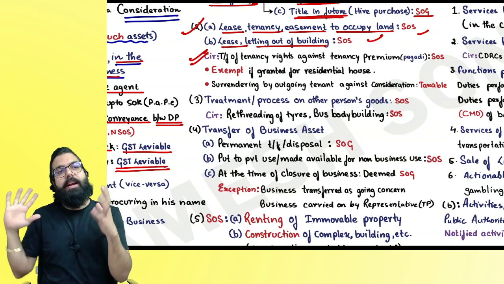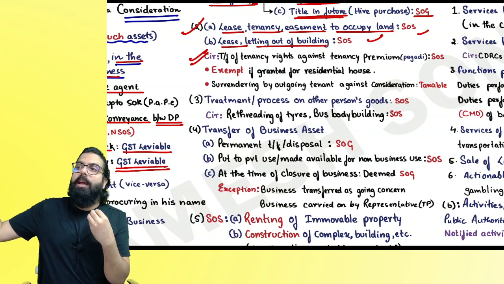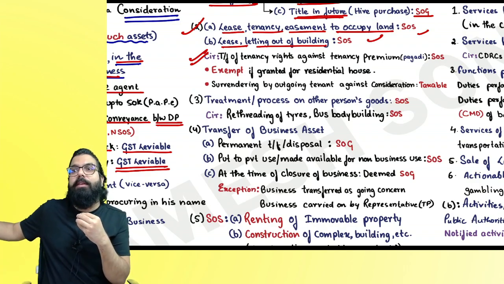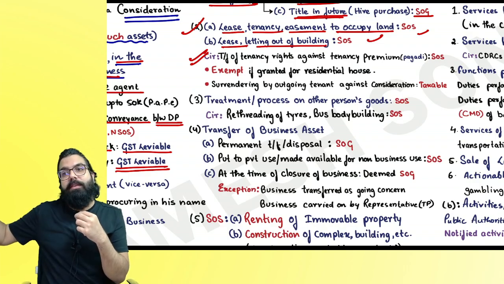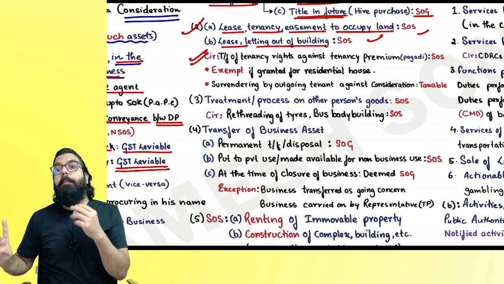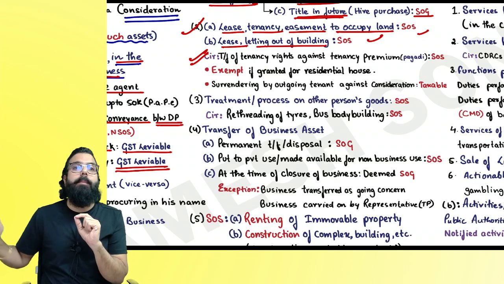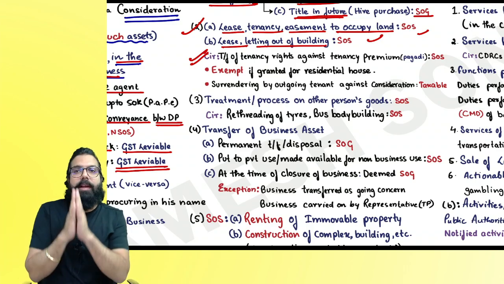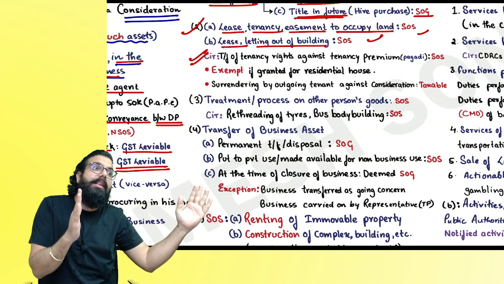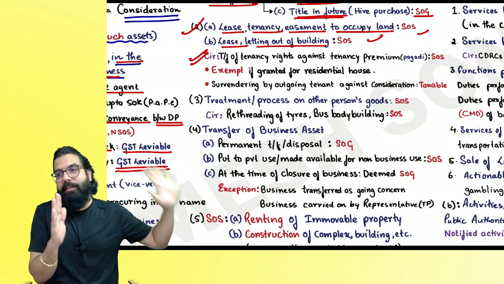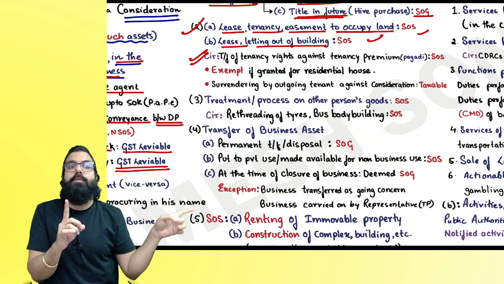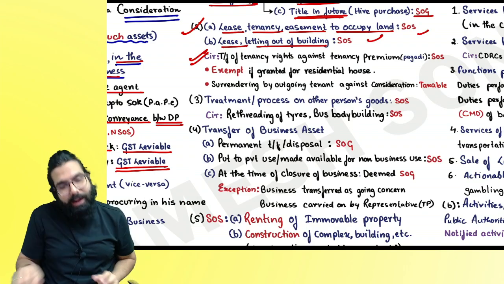I am going to be his tenant now for lifetime. So he gave me the tenancy right, I gave him the tenancy premium, that's a supply of service. Will GST come? Yes. But you'll have to see if it is residential property, then GST will be exempted. Now, if I further sell the tenancy right, will GST come? Yes. Further sale or further transfer of the tenancy right, GST will be levied.